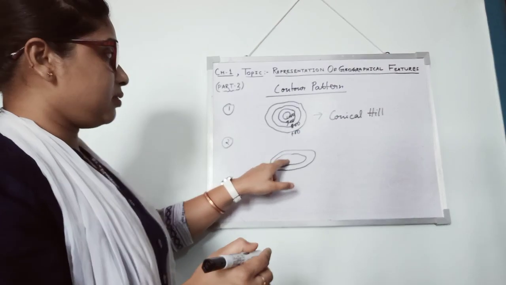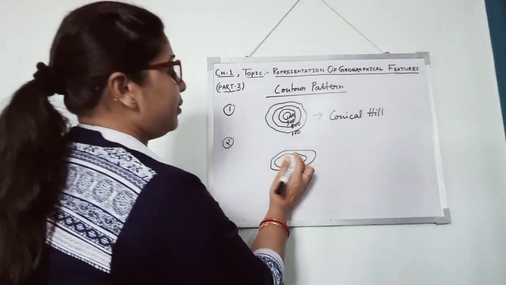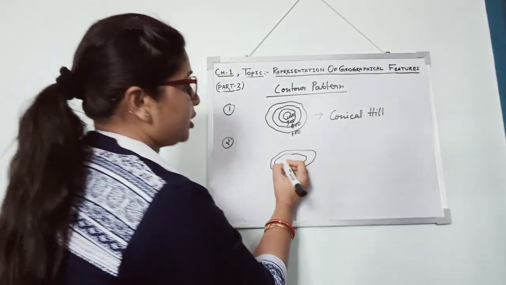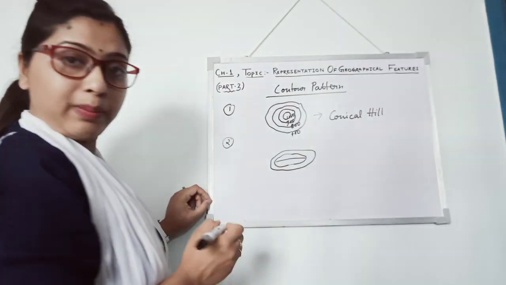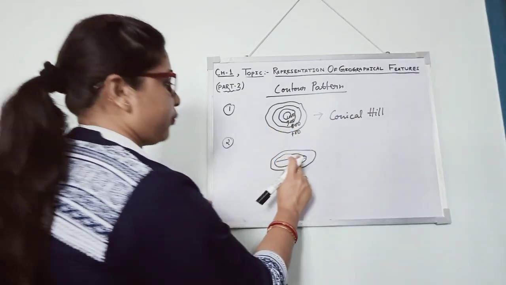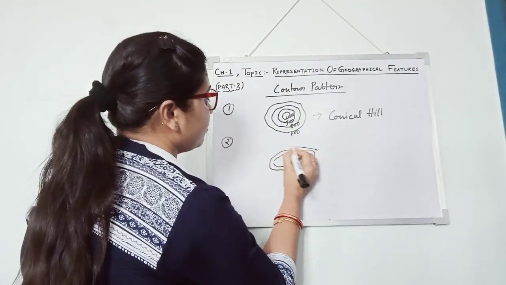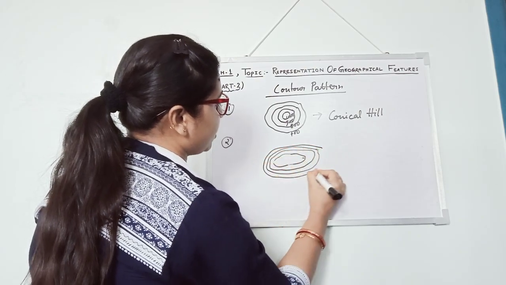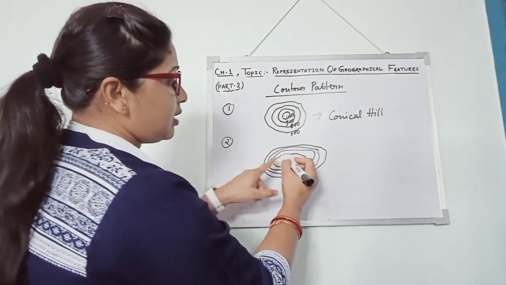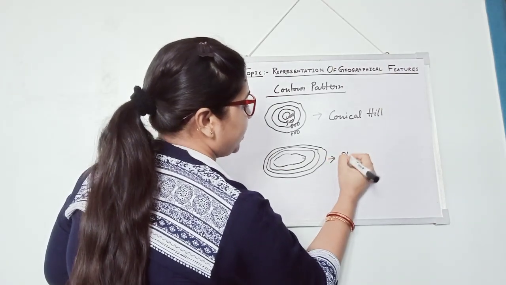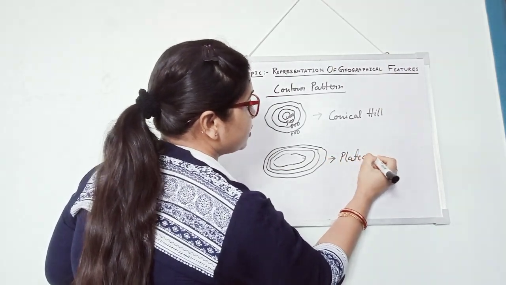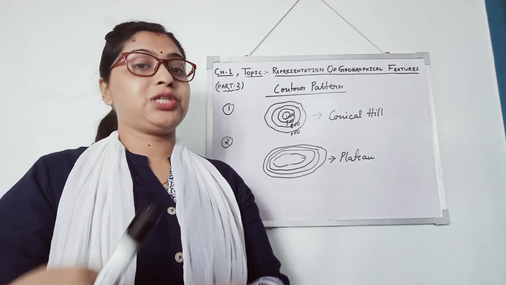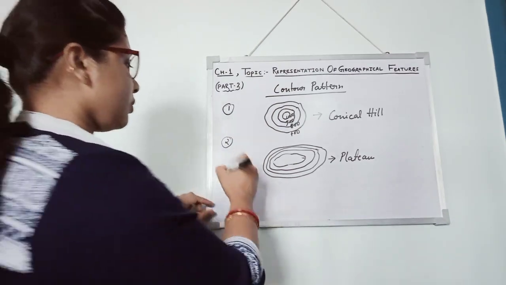In the case of a plateau, the middle part will be a little broad, so that a table-shaped land can form. Okay. Then the rest of the contours will be close to each other. In that case, it will form a plateau. You are thinking how they actually form a plateau or conical hill. I will tell after this point.